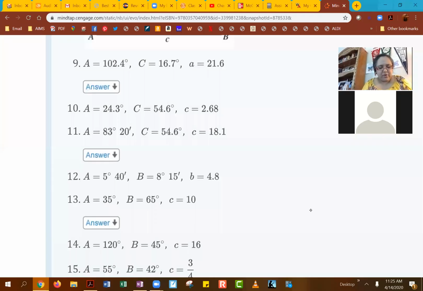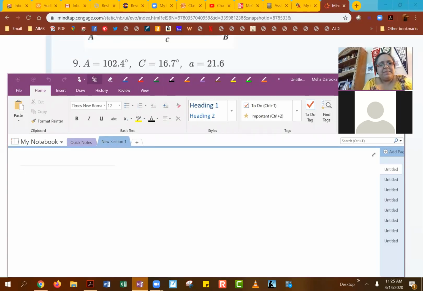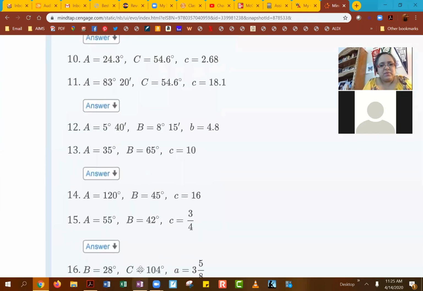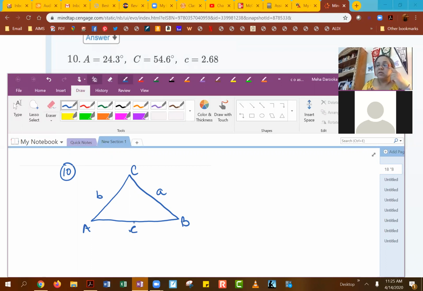It's not a bad idea to do a rough sketch of a triangle, so you can have an idea of where the sides and angles will fall. Okay, so we're doing number 10 here. And another thing, we use capital letters for angles and small letters for the sides. So that's how you know what you are given.